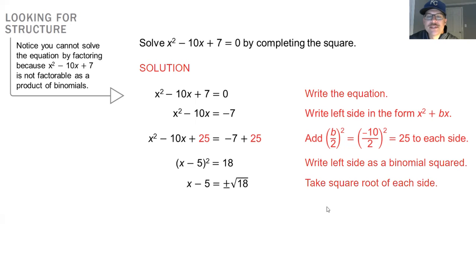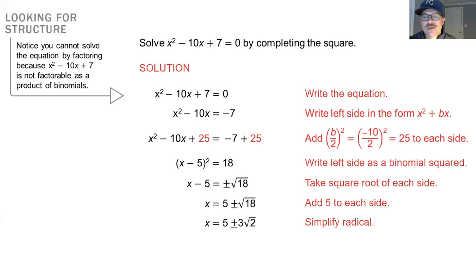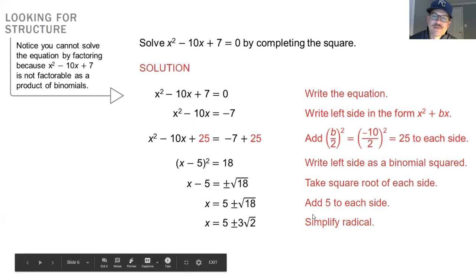Take the square root of both sides to get plus or minus square root of 18. Remember, this is not a perfect square, so we cannot take this and get a whole number. But then we can add 5 to both sides. So your two zeros are 5 plus root 18 and 5 minus root 18. Then you just have to simplify your radical like we did in the last section.